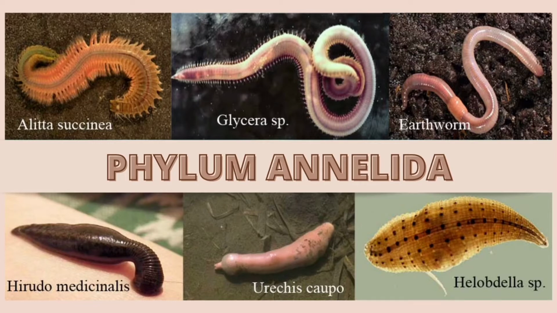The other example of phylum Annelida is Glycera species. Glycera species is classified in class Polychaeta, order Phyllodocida, family Glyceridae, and genus Glycera. Glycera, or known as bloodworm, is a larger genus that can grow up to 35 centimeters in length. Glycera can be found on the bottom of shallow marine waters.